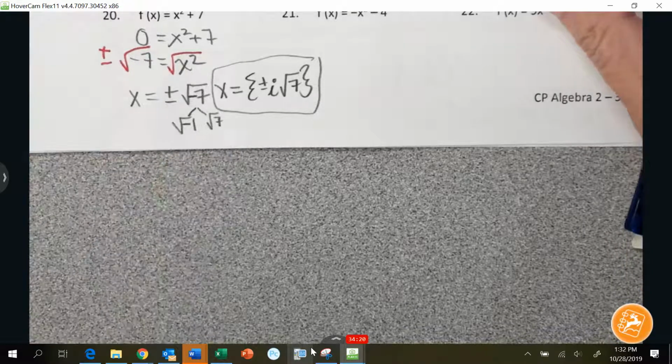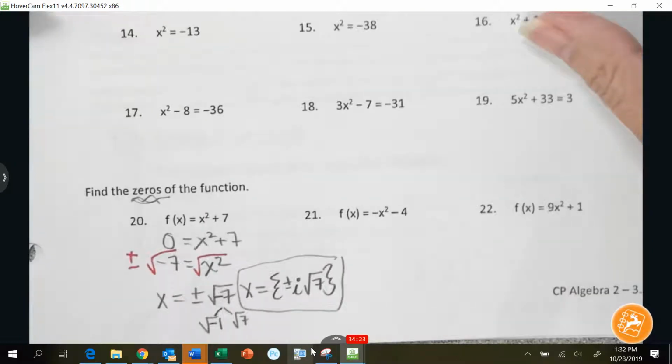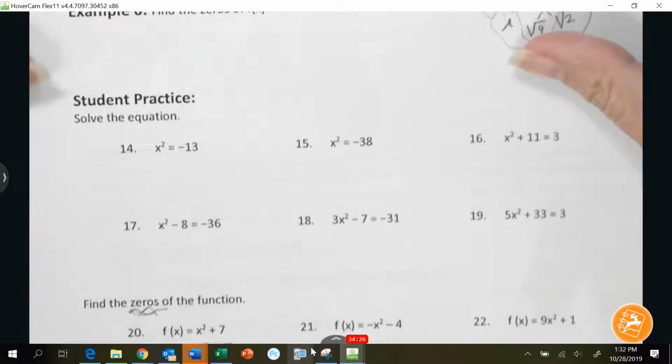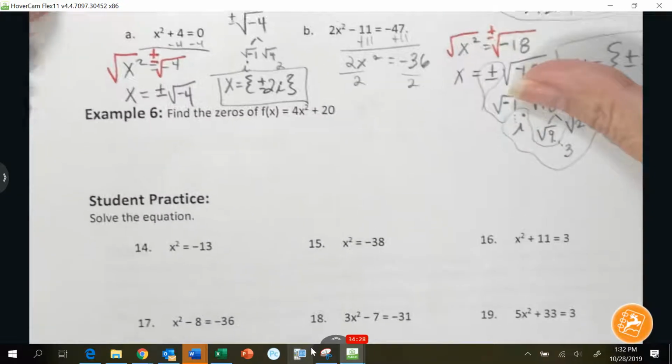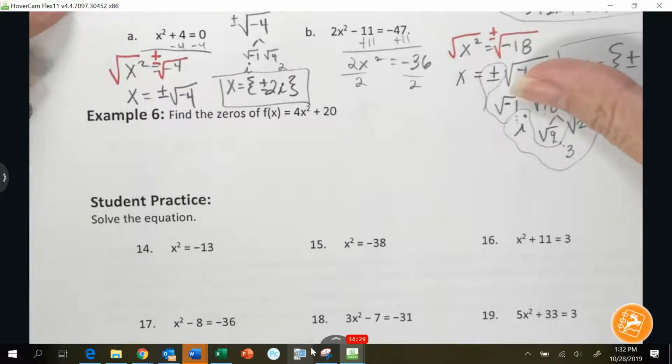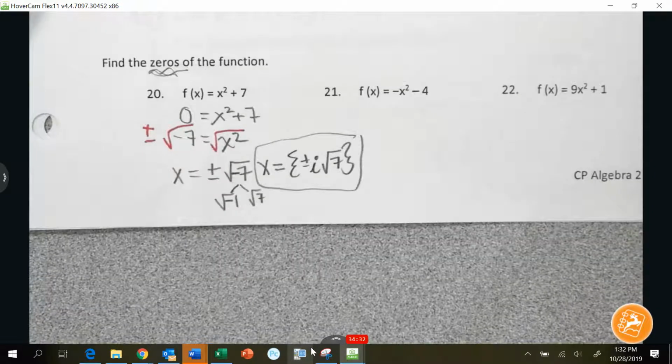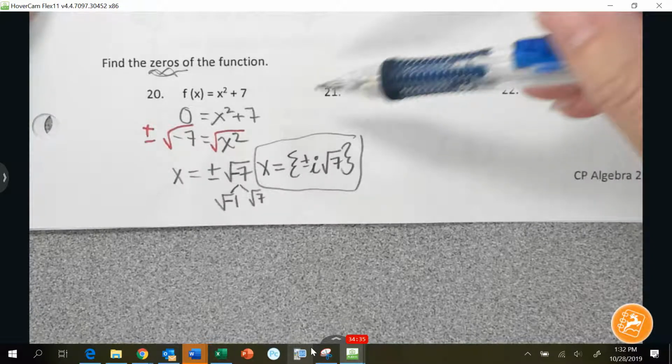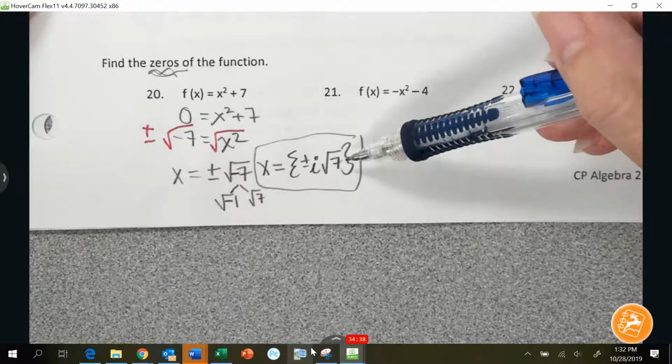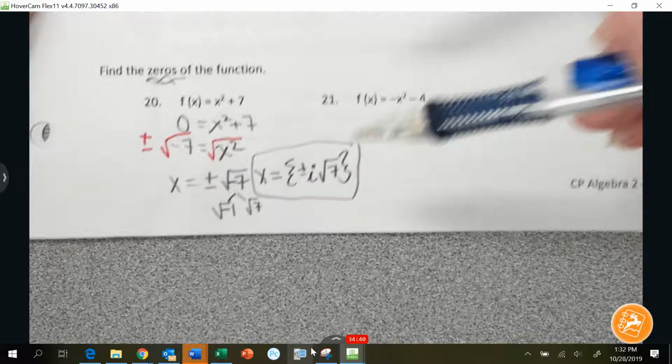Let me go back up to example 6, which I skipped. Sorry. I square root 7. All right.